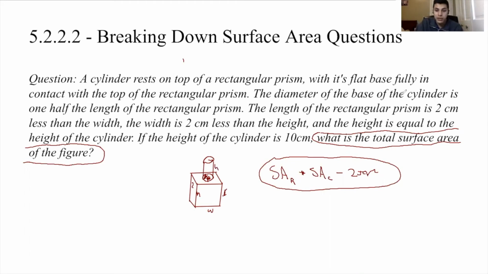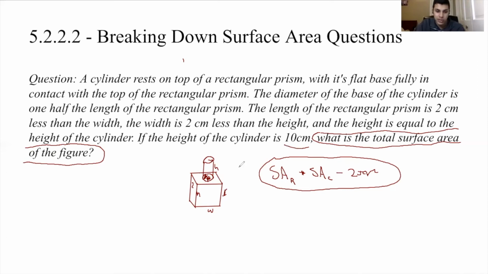So it says the diameter of the base of the cylinder is 1/2 the length of the rectangular prism. Great, so if we can find the length of the rectangular prism, we can find the diameter and then the radius of this cylinder. And then it says the length of the rectangular prism is 2 centimeters less than the width. So if we find the width, we find the length, then we find the radius. The width is 2 centimeters less than the height. So then if we find the height, we find the width, and so on. And then the height is equal to the height of the cylinder. Okay, so if we find the height of the cylinder, then we find this height, and so on. If the height of the cylinder is 10 centimeters, and then our question. All right, so here's the key piece of information.